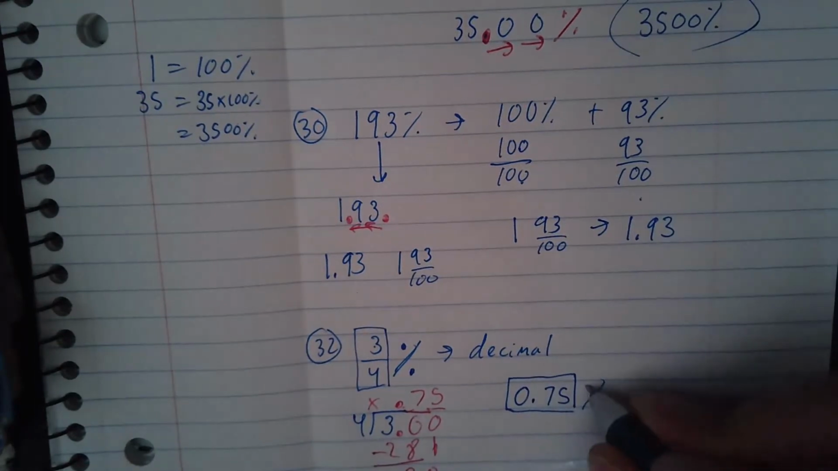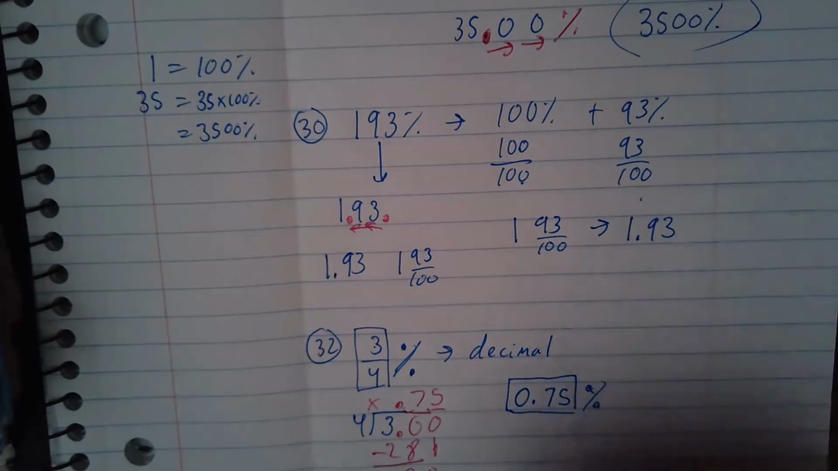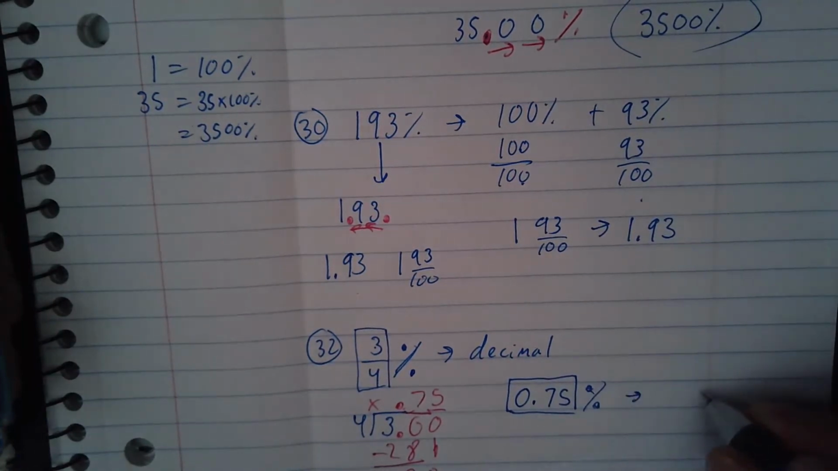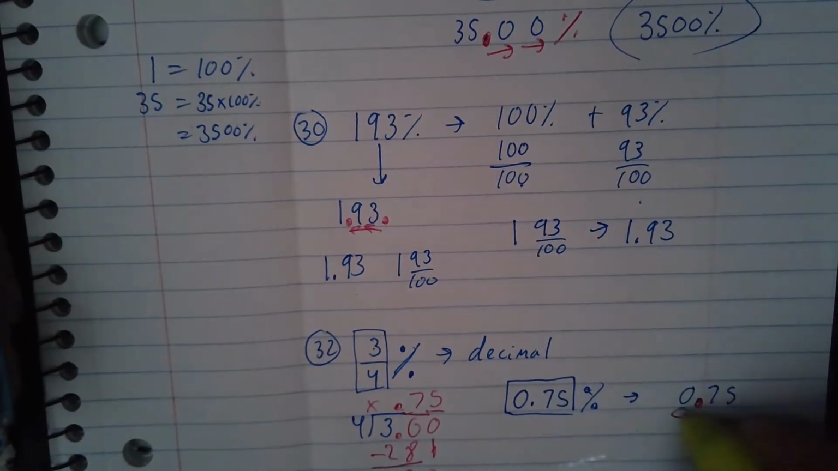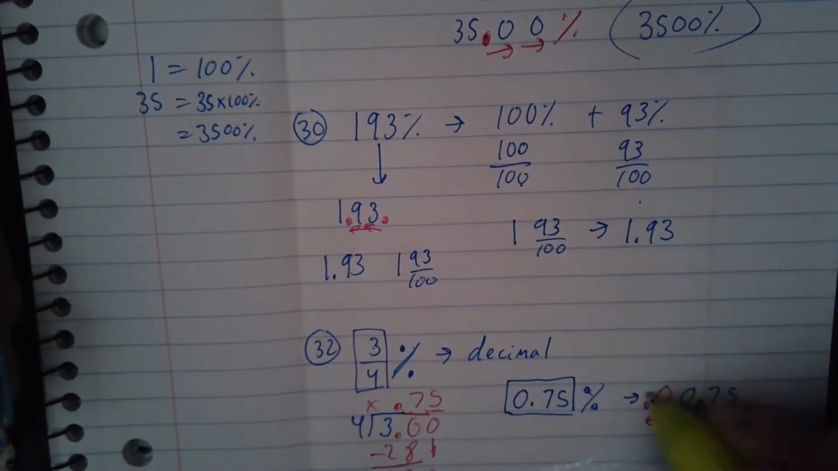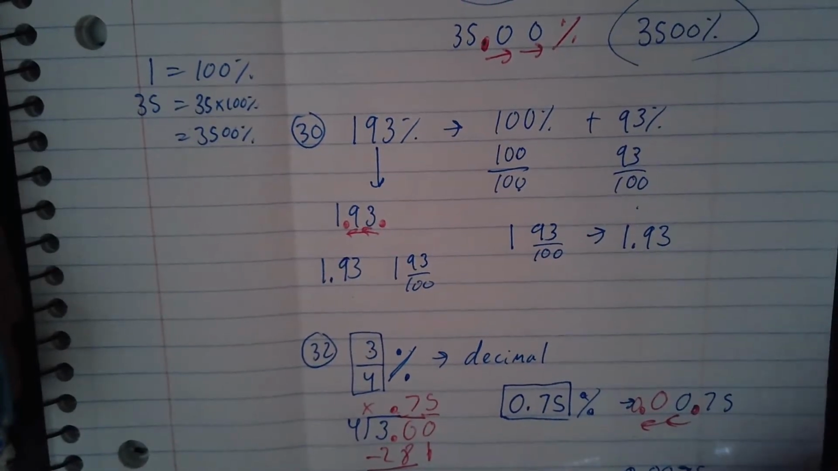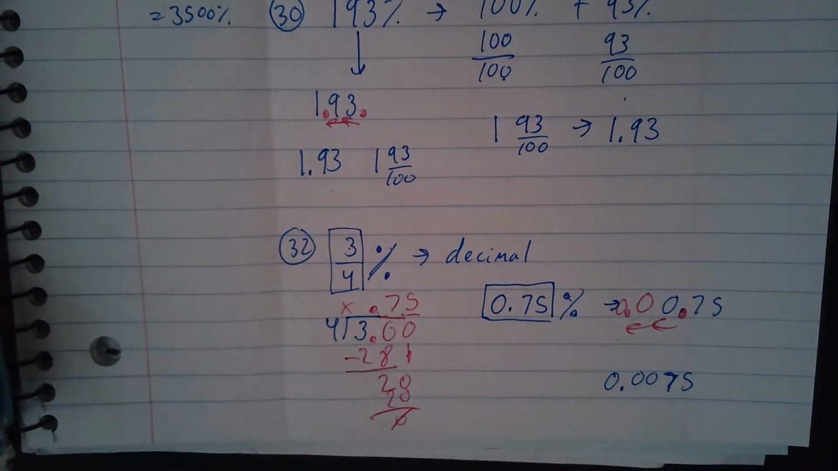But it's still a percent. Keep that in mind. So, what do we do with that decimal point? You have to move it 2 spots to the left. So here we go. 0.75. I'm removing the percent symbol. 1, 2. 0.0075. And that is the answer.